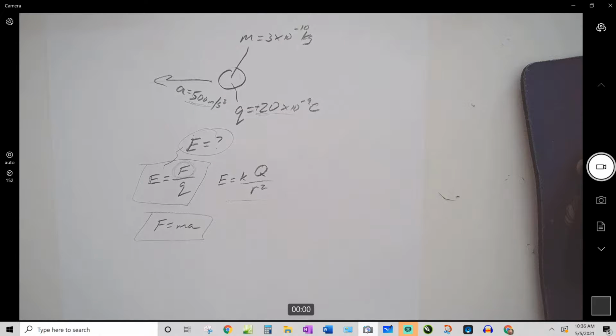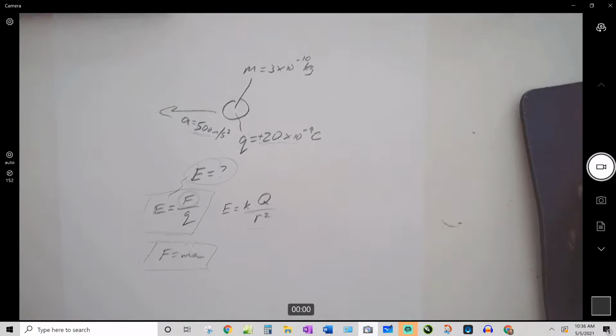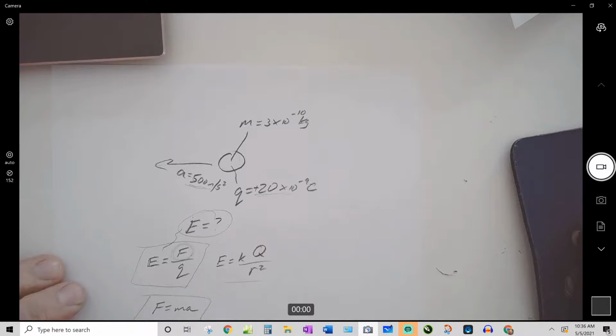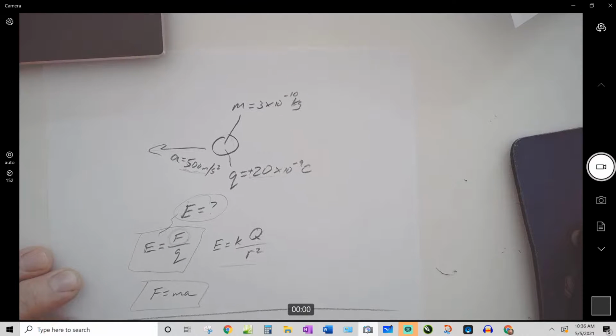I'll give people a little time. Wish there were a way to freeze my screen, but I don't know how to do that. Oh, I know what I can do. I can just do this, and then I can work down here. I'm going to do the Mr. Pennington method here.